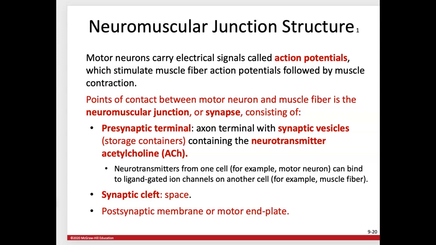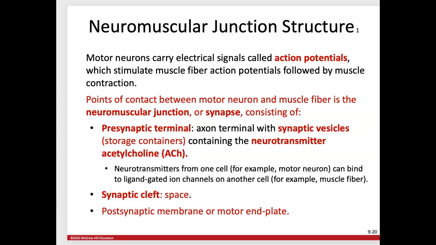And it consists of, or is made up of, something referred to as the presynaptic terminal, which is basically an axon terminal, the end of the neuron. And inside of that, there are synaptic vesicles. I think of those vesicles as little bubbles, or storage containers, filled with acetylcholine, which is a neurotransmitter.